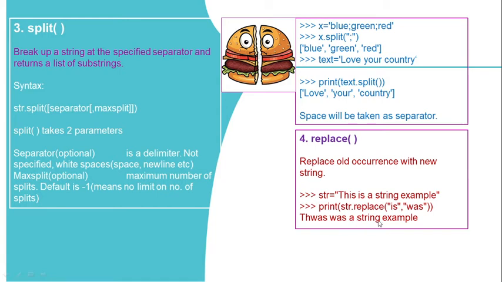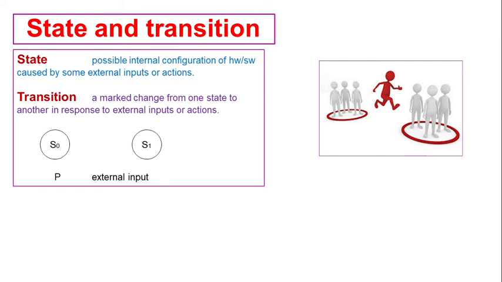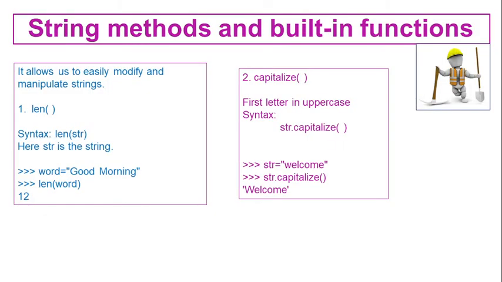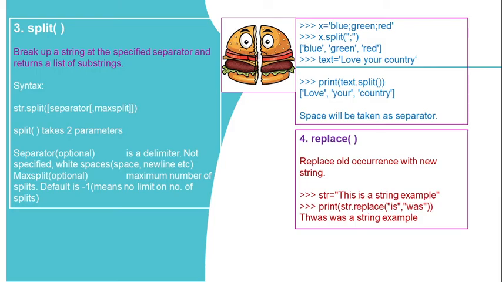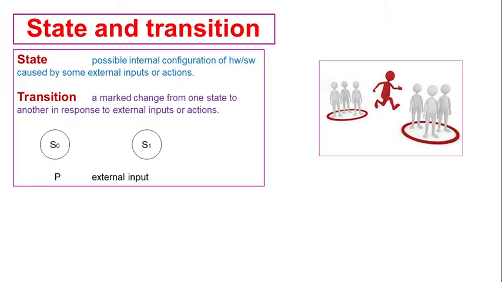So, "thwas was a string example". So, this is how the replace function works, okay. It replaces all occurrences with the new string, that is it. Then we have the final topic, state and transition, okay. So, these were the built-in functions: len, capitalize, split and replace, okay. Yes. Then state and transition.